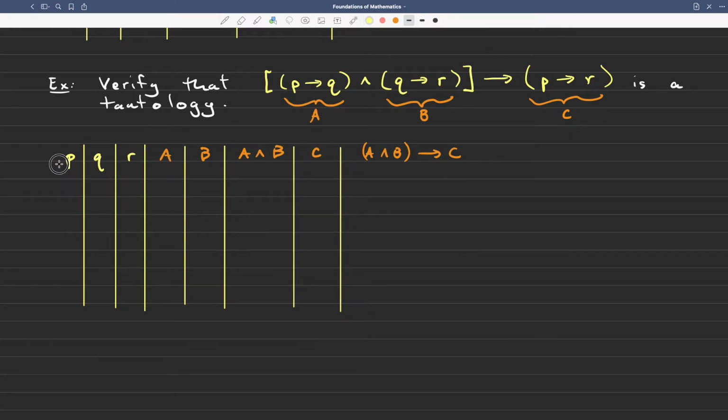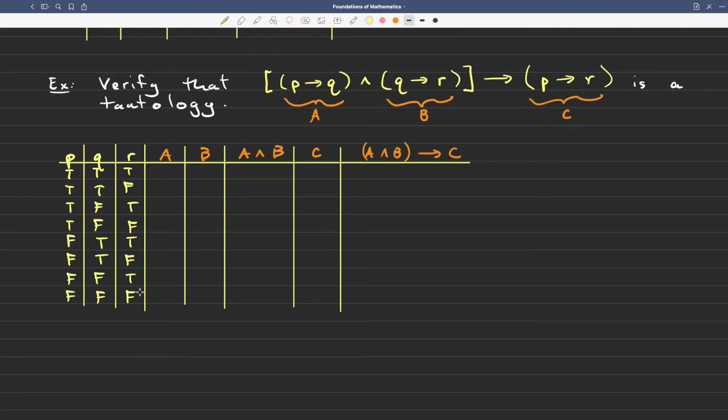I think I could have fit this one, but I just wanted to show you that that's something that you can do if you like. Okay, so let me label in the P, Q, and R. That's just boilerplate. Okay, so A is P implies Q. So we're doing that implication right there between the first two columns. So again, an implication is only false whenever the hypothesis is true and the conclusion is false.